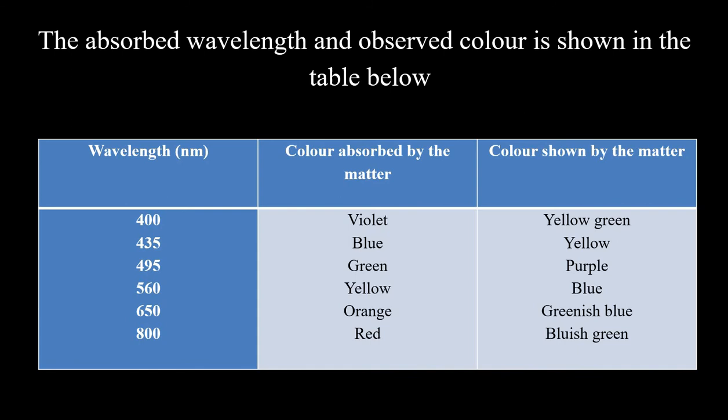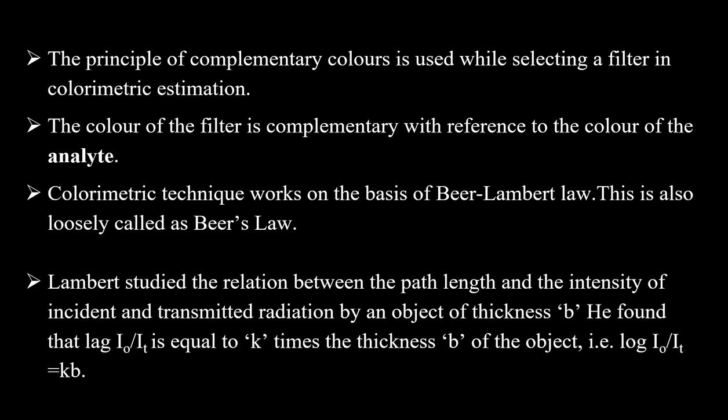At 560 nm, yellow color is absorbed by the matter, and then the complementary color will be blue. At 650 nm, color absorbed by the matter will be orange, and naturally the color shown by the matter will be greenish blue. At 800 nm, red color will be absorbed by the matter. At the same time, the color shown by the matter will be bluish green.